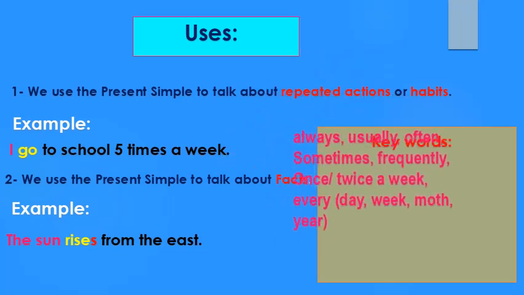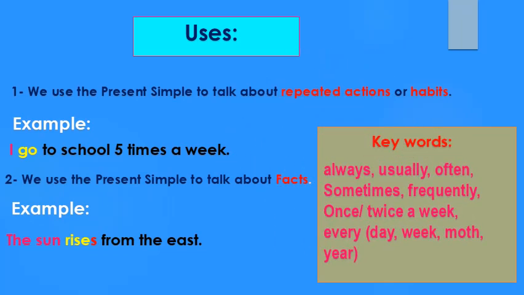Now let's talk about the keywords. So here we have always, usually, often, sometimes, frequently, once or twice a week, every day, every week, every month, every year. So these are the keywords.